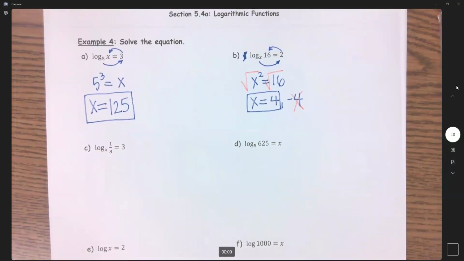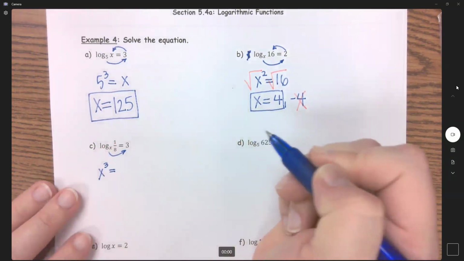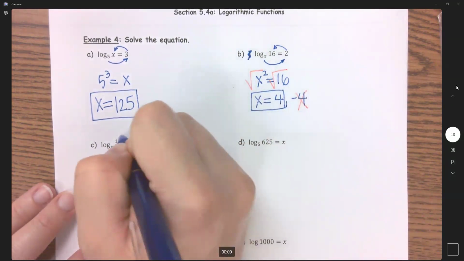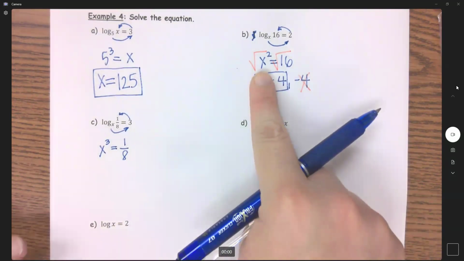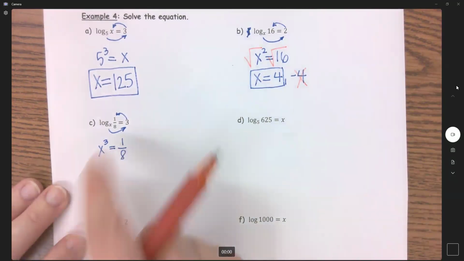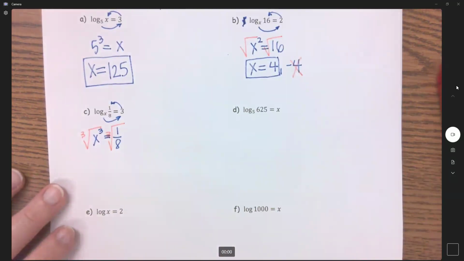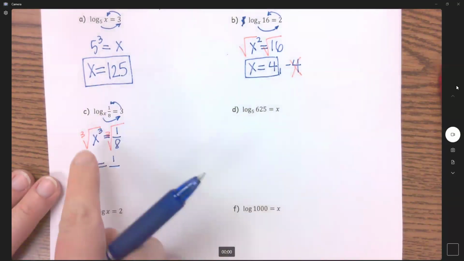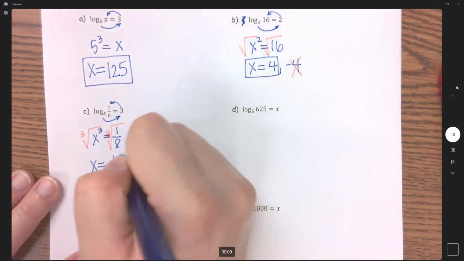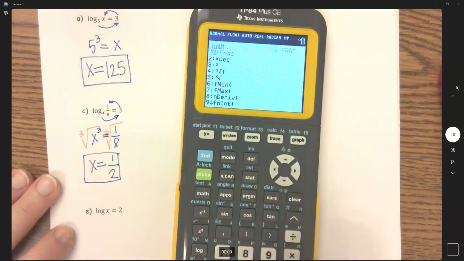Continuing on, let's rewrite. Base to the other side of the equals is x cubed, and that equals 1/8. Just like the opposite of x squared is to take the square root, the opposite of x cubed is to take the cubic root. So x equals the cubic root of 1 is 1. The cubic root of 8 is 2. Okay. Or you can just put that all in your calculator. Cubic root of 1/8 is 0.5.